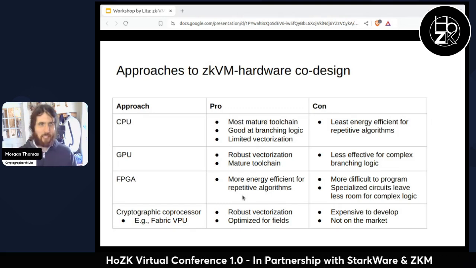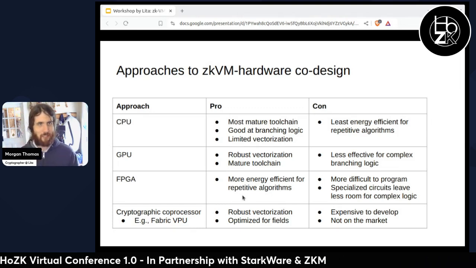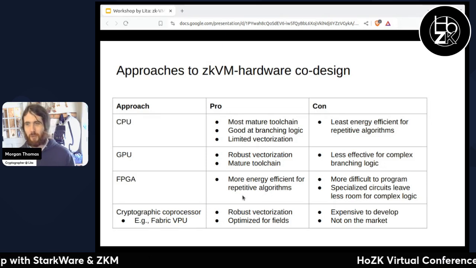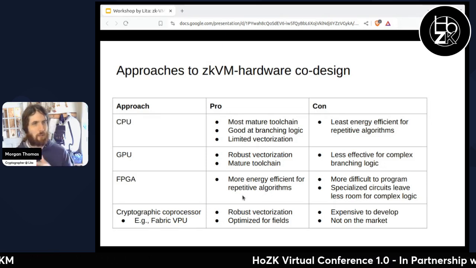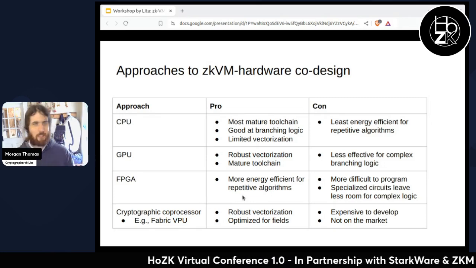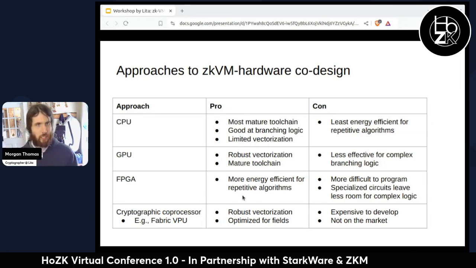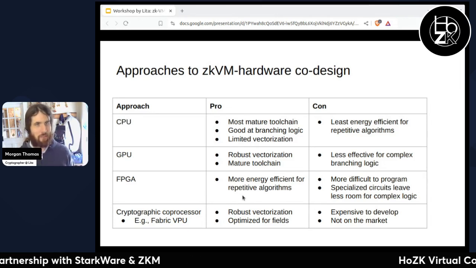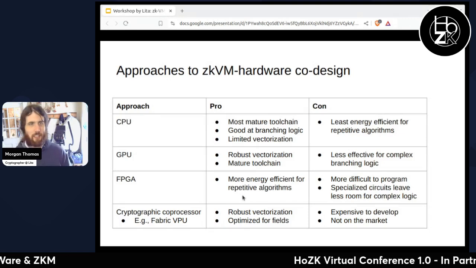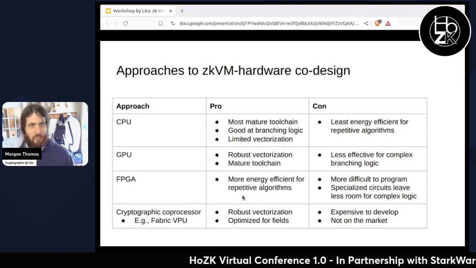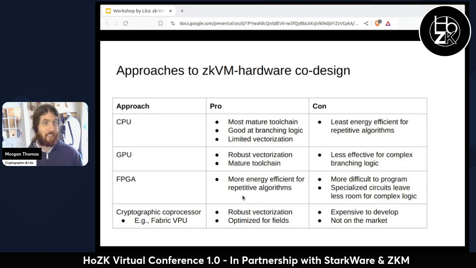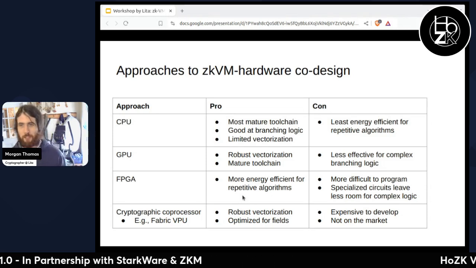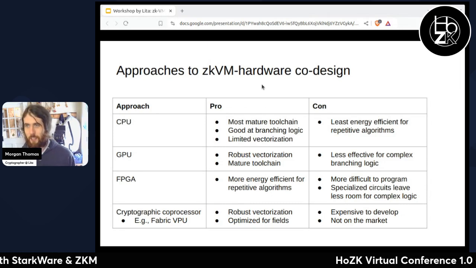So that's FPGAs. And then the cryptographic coprocessor, this is sort of emerging technology. Fabric Cryptography has been working on one for over a year now. This is a lot like a GPU, except it's optimized for working with finite fields. So this would be a big win for doing cryptographic computations. I think we would see substantially better energy efficiency and latency than we get with GPUs. The downsides are that it's very, very expensive to develop, and currently it's not on the market.